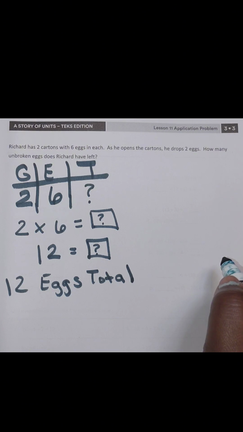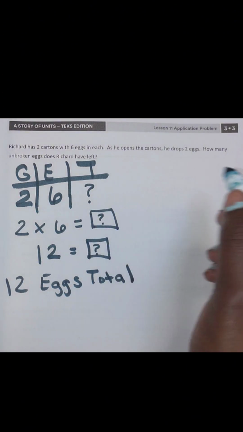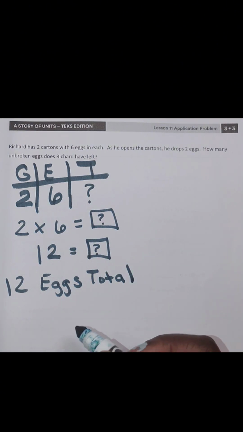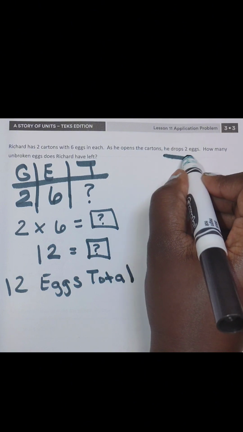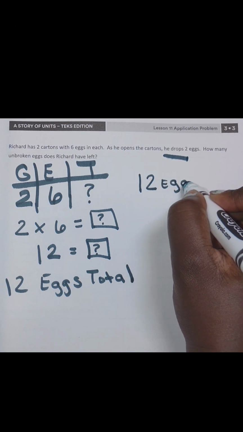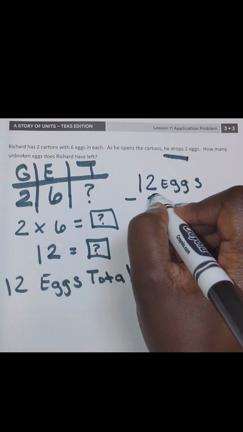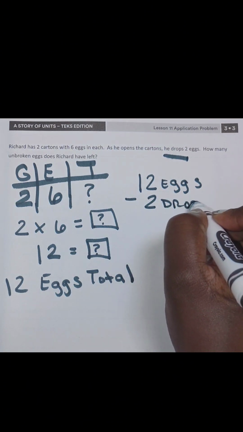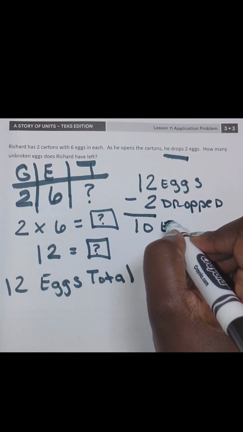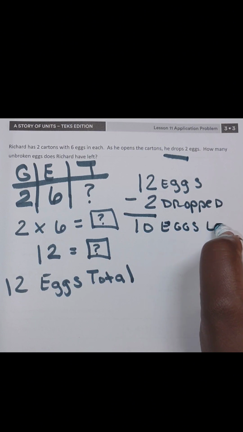All right, now, as I said, this is a 2-part problem. We know how many eggs he has because at first it just says he has 2 cartons with 6 eggs each, and he has 12 eggs total. Now, as he opens the carton, he drops 2 eggs. Well, at first he had 12 eggs, but he dropped 2. So when he dropped those 2, we have to subtract 12 eggs minus the 2 that he dropped. That is 10 eggs. So he has 10 eggs left.